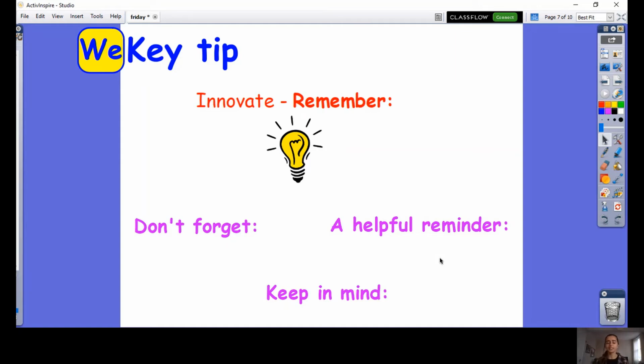Excellent. Remember, our key tip is really important. Key tips are using instructions to help somebody make that disgusting smoothie. People don't make disgusting smoothies all the time, so they need help, especially Mrs. Twit, to make it as disgusting as possible. And you don't want them to miss that off at the bottom, so you need to put something to catch their attention. Don't forget, keep in mind, a helpful reminder. You need to make sure they remember this key tip.